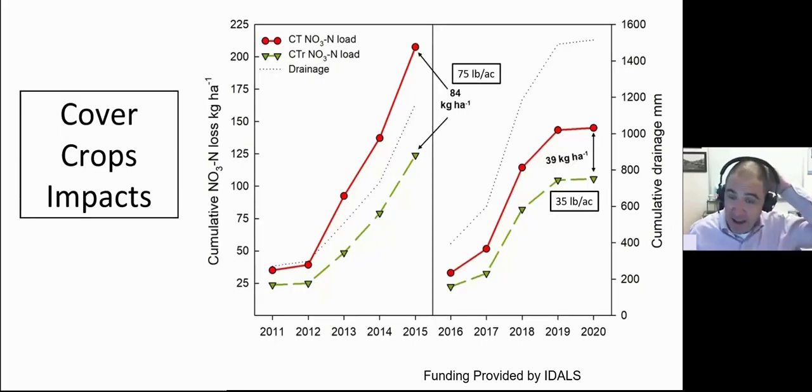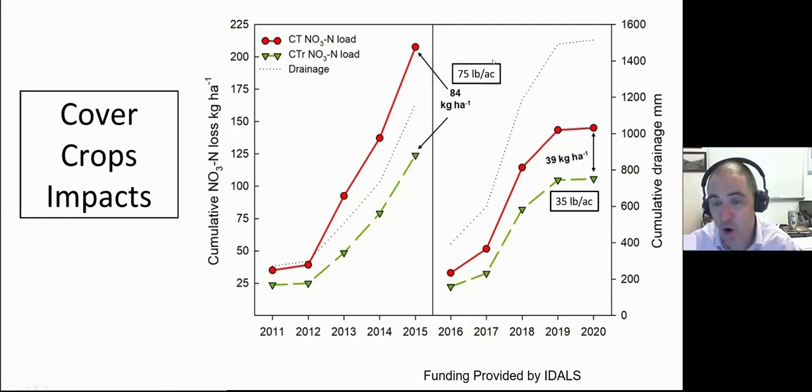Okay, now let's look at cover crops. This is a similar site at our Gilmore City site. This is a system where we actually have some tillage with and without cover crops. CT is our conventional or conservation tillage. CTR is conservation tillage with a rye cover crop.